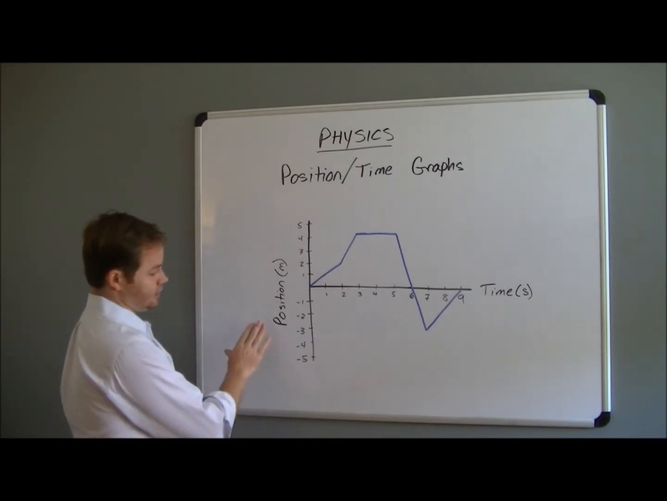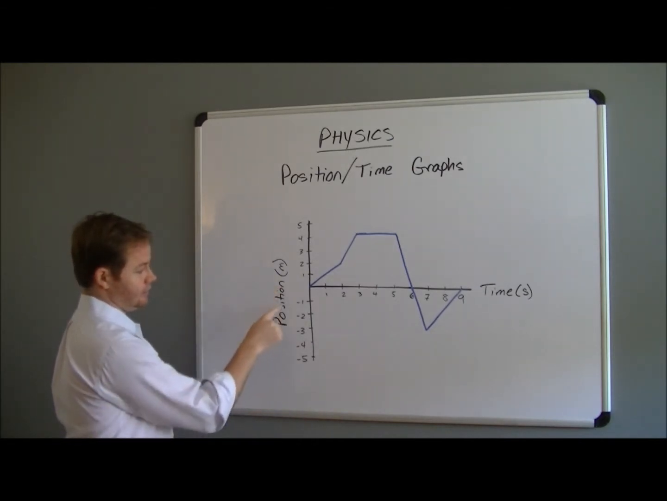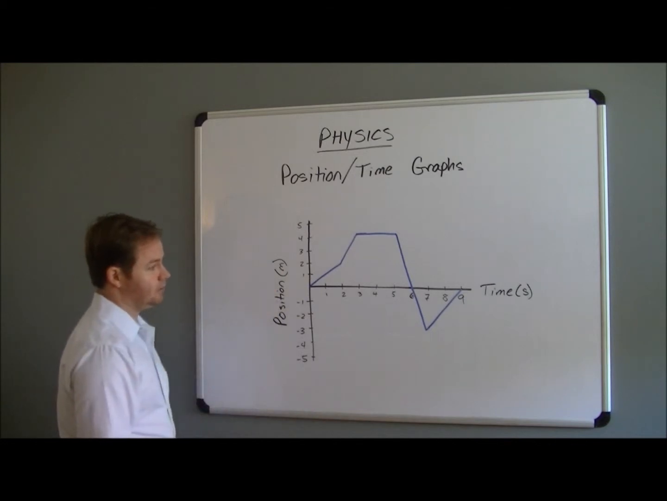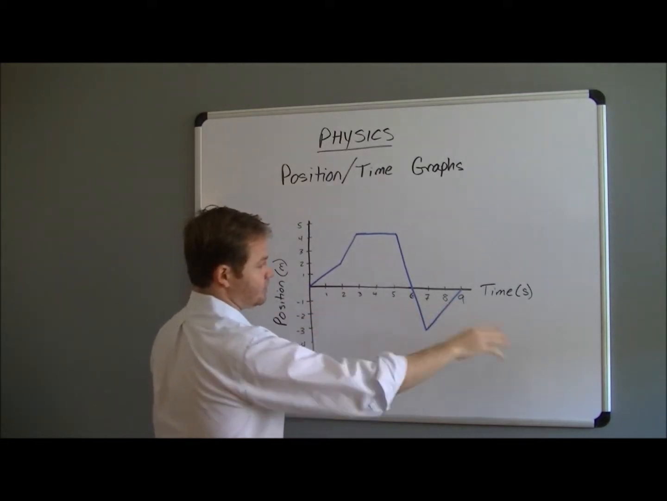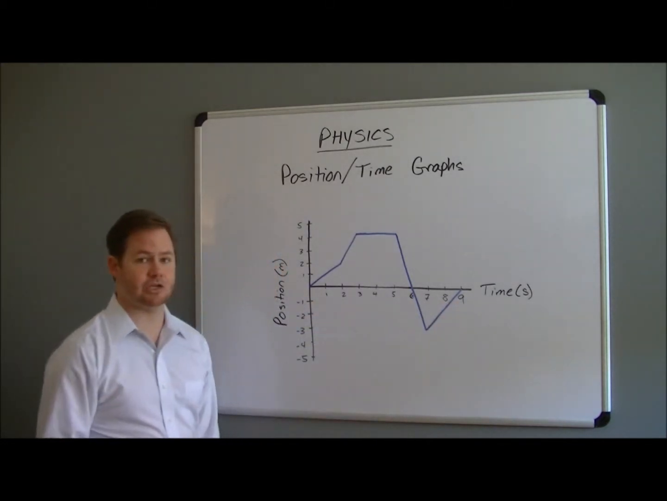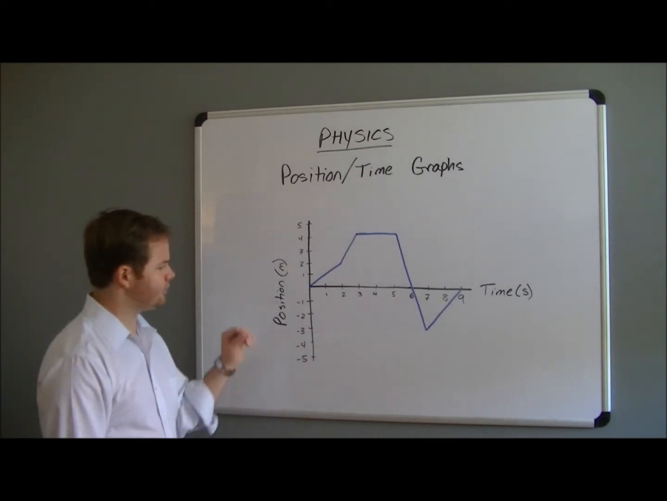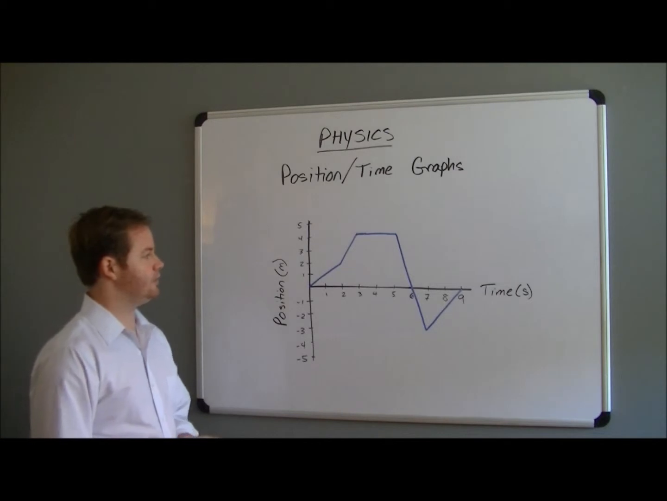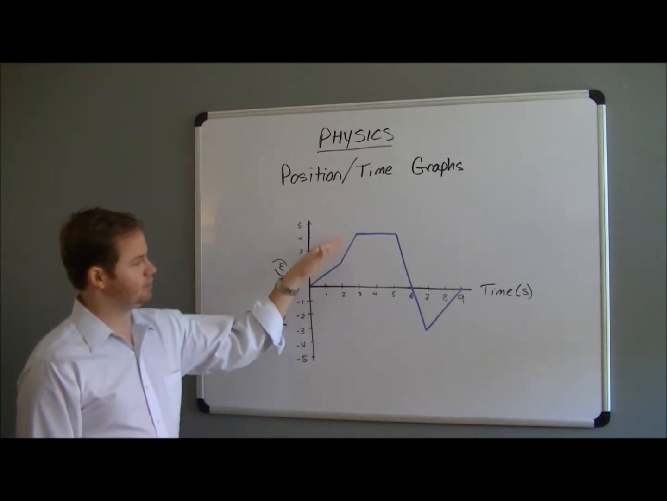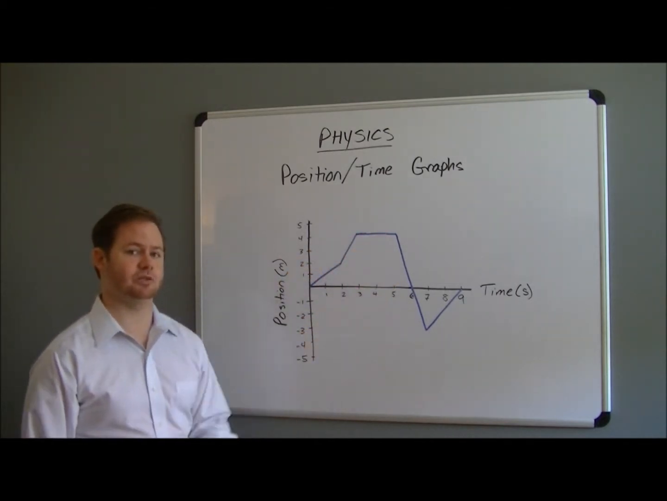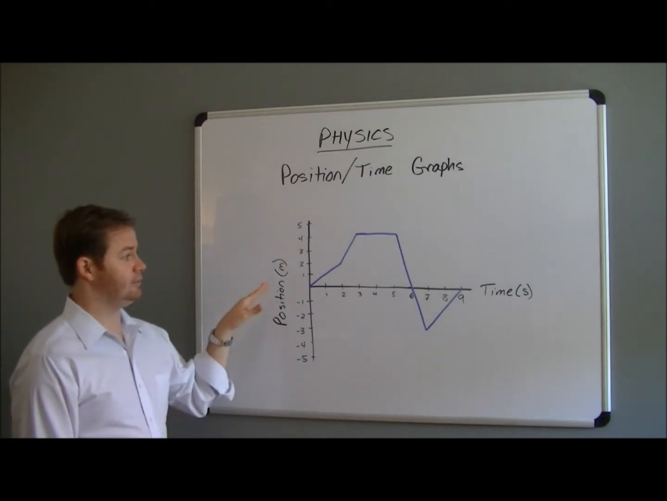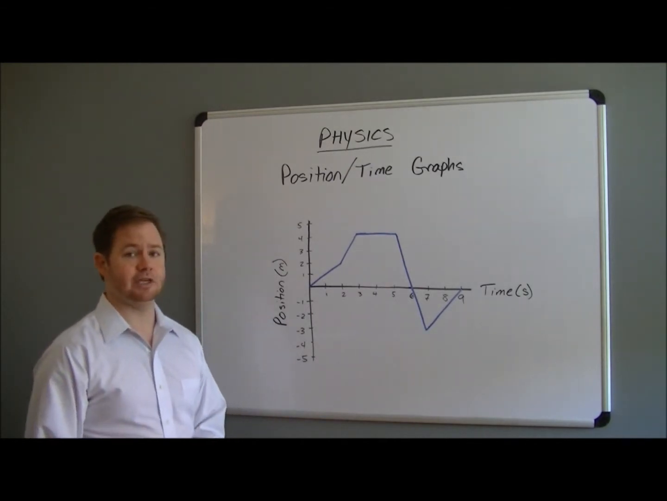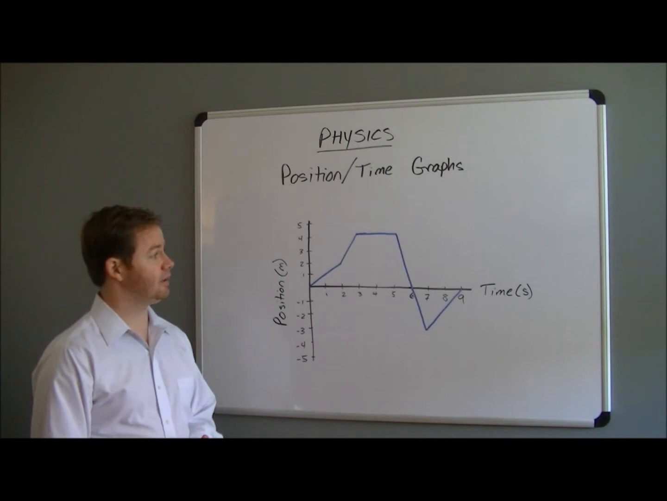If we look at each axis, we see our y-axis here is your position measured in meters. And your x-axis, the horizontal axis, is your time measured in seconds. So for this graph, if we take a look at each individual part of the graph, we see that we have a few different pieces with varying slopes. Now the slope in a position versus time graph, it's important to recognize what that slope actually means.